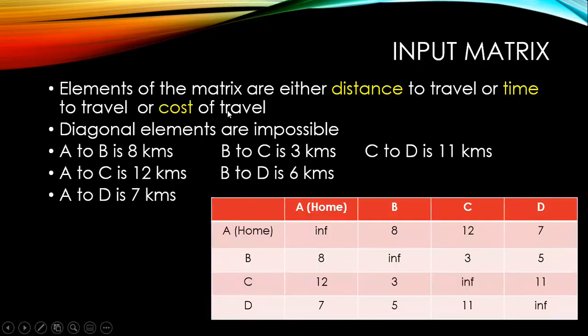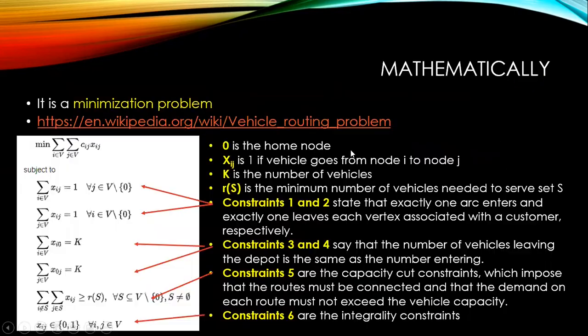The input matrix is in this form. The values are either distance to travel or time to travel or cost to travel, which we need to minimize. Diagonal elements are impossible because they are from one city to the same city. This is just an example of data.